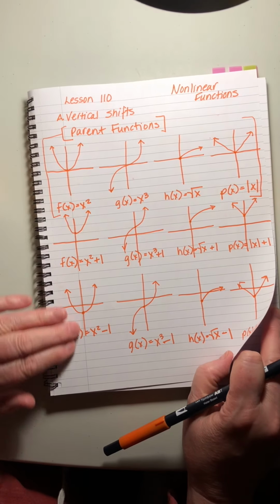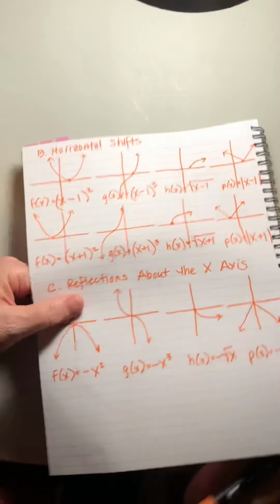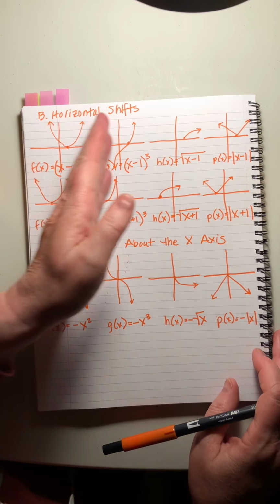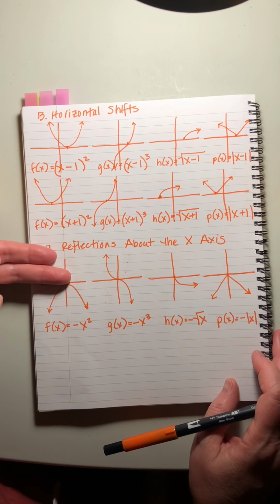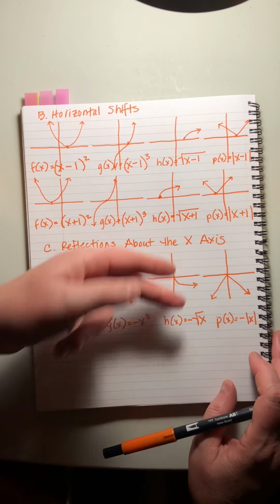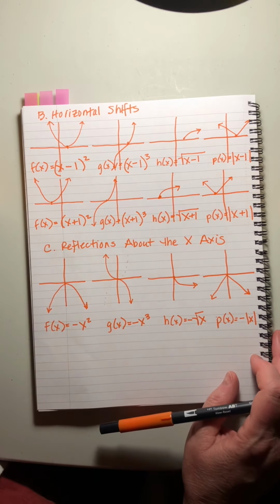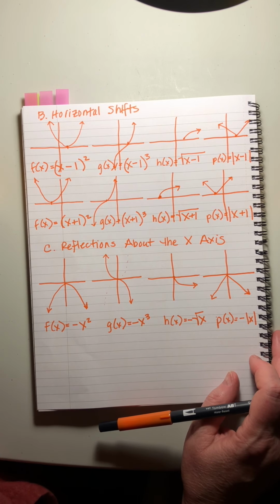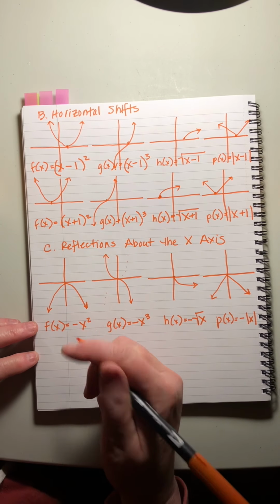Verticals, up or down. Horizontals, left or right. And reflections, which flip it. Okay? So now we're going to try a couple problems. Just a few. There aren't many problems to this.